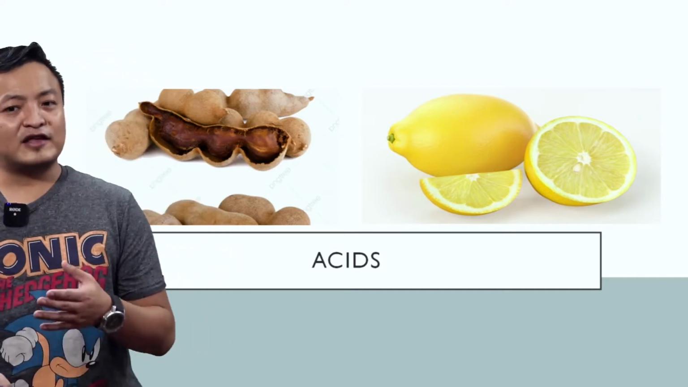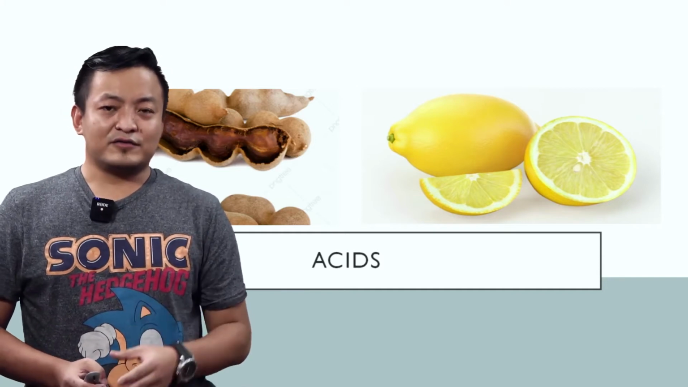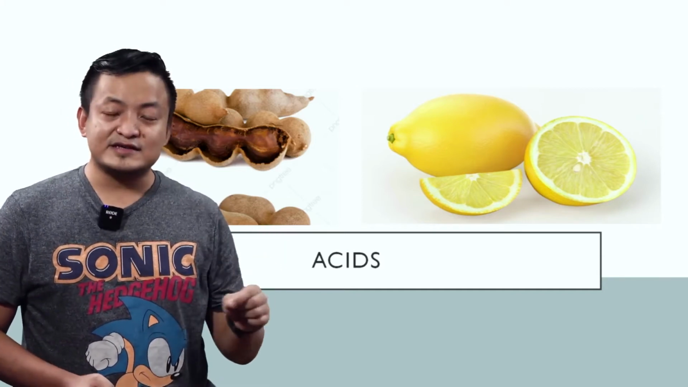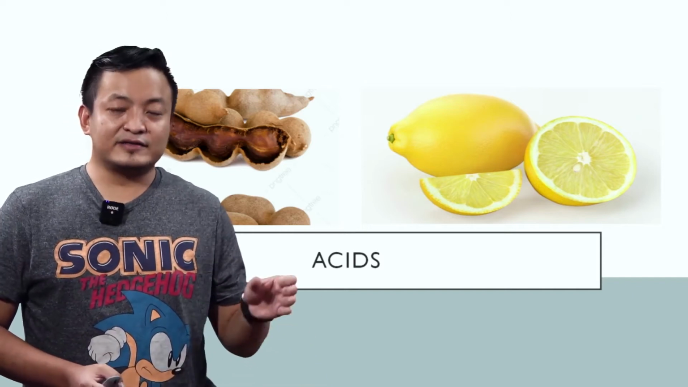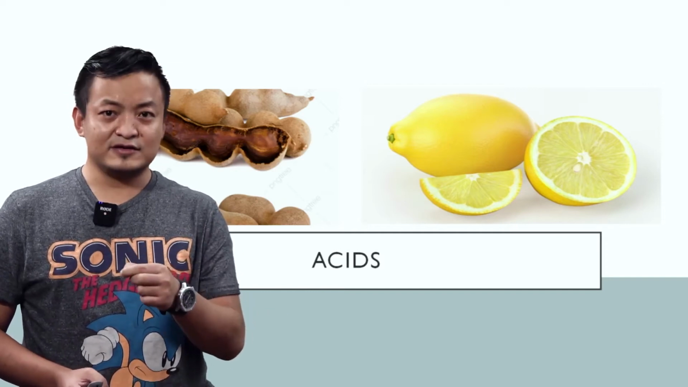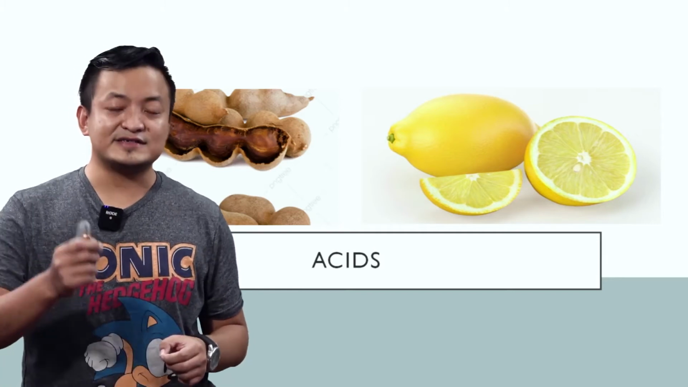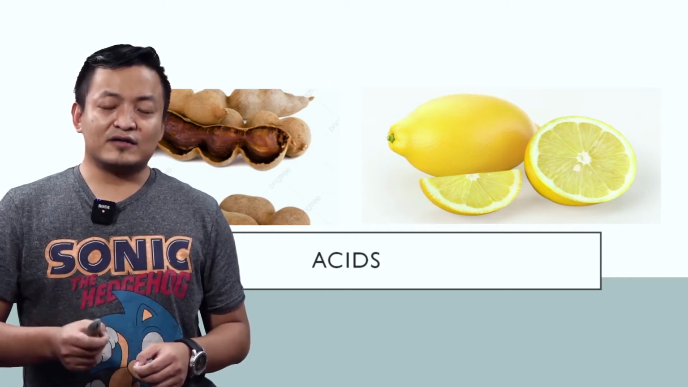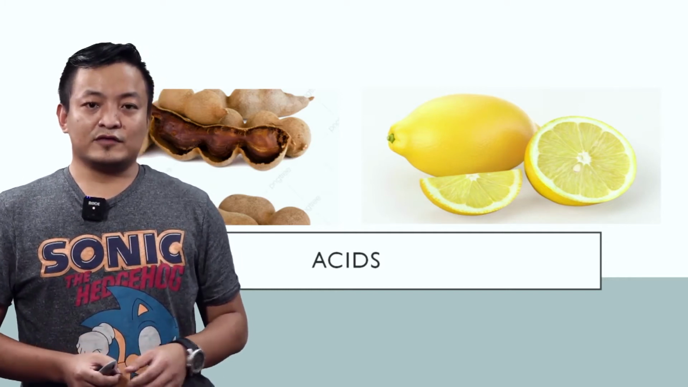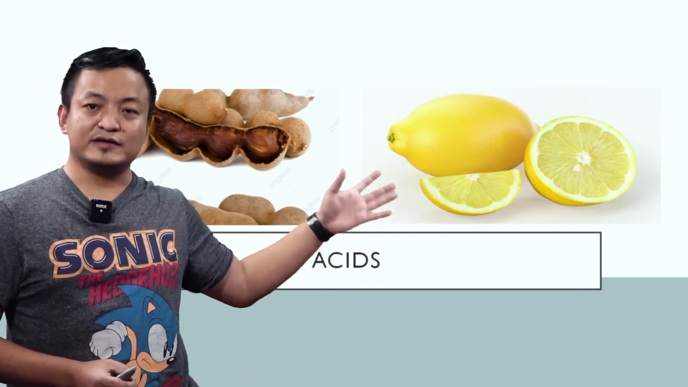Now, here we have lemon and tamarind. They are sour, right? Because they contain acid. So this lemon and imli, tamarind, they are sour in taste. You know how it feels, right? So they are sour in taste because they contain acid. So acids are those substances which are sour in taste. So their chemical property is acidic.